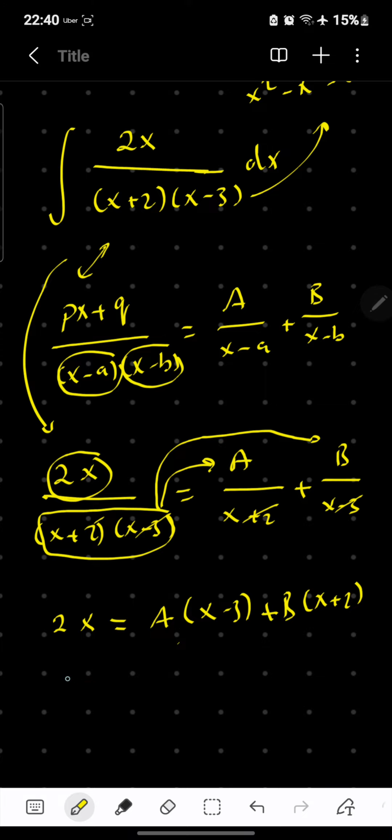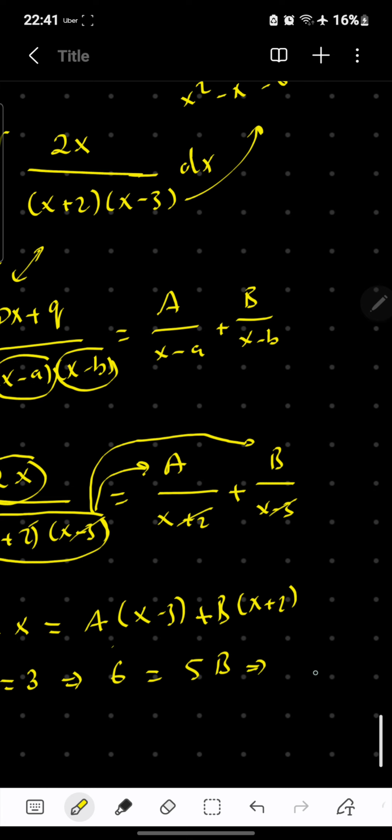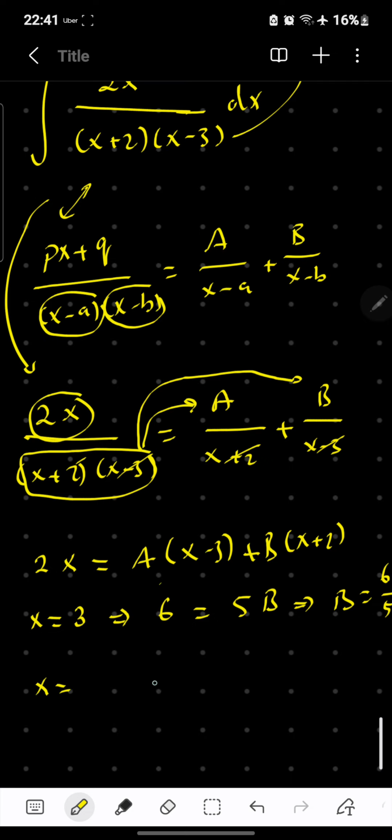Now we have an equation, but this equation has two unknowns. So let's try x equals 3. 2 times 3, it's 6, equals 3 minus 3, which will be cancelled, plus 3 plus 2, 5b. So b here is 6 over 5. Now, let's try x equals, I think you guess the next number you will substitute, negative 2. So it will be negative 2 times 2, negative 4, equals negative 2 minus 3, negative 5a.